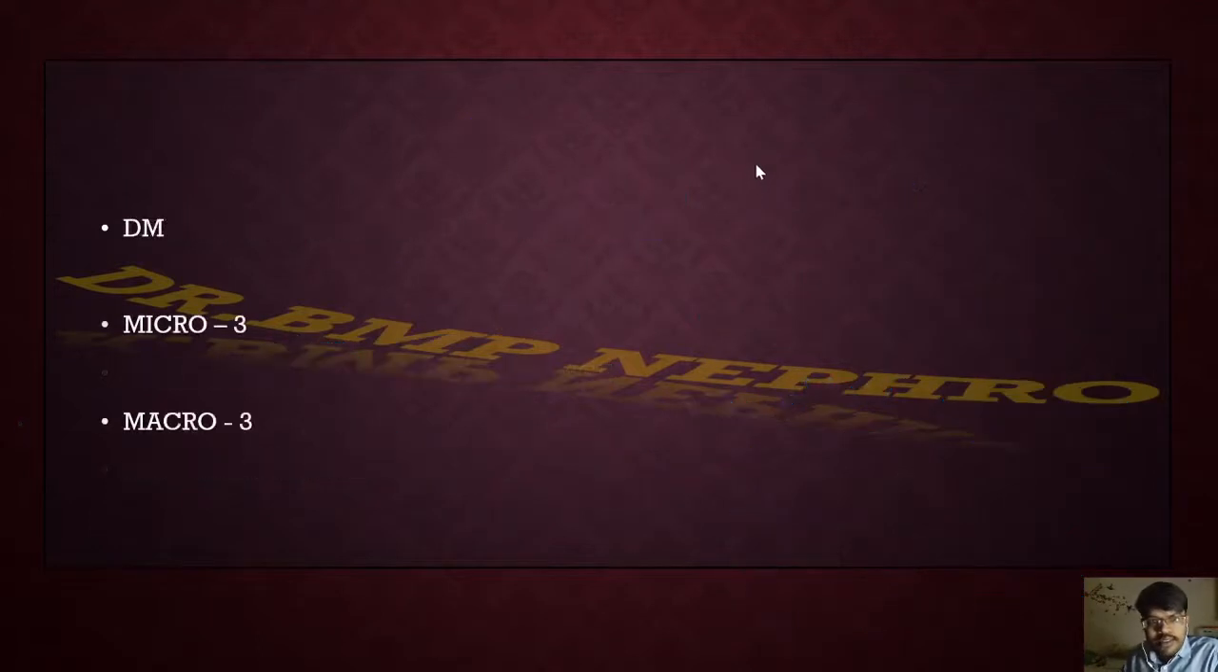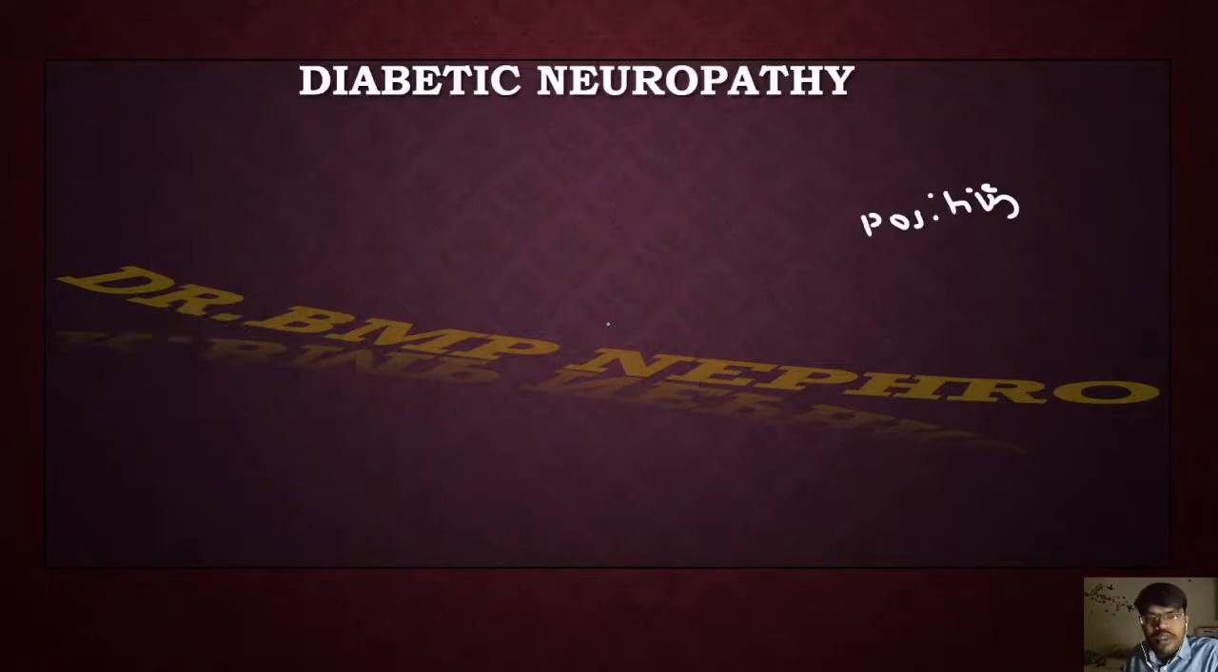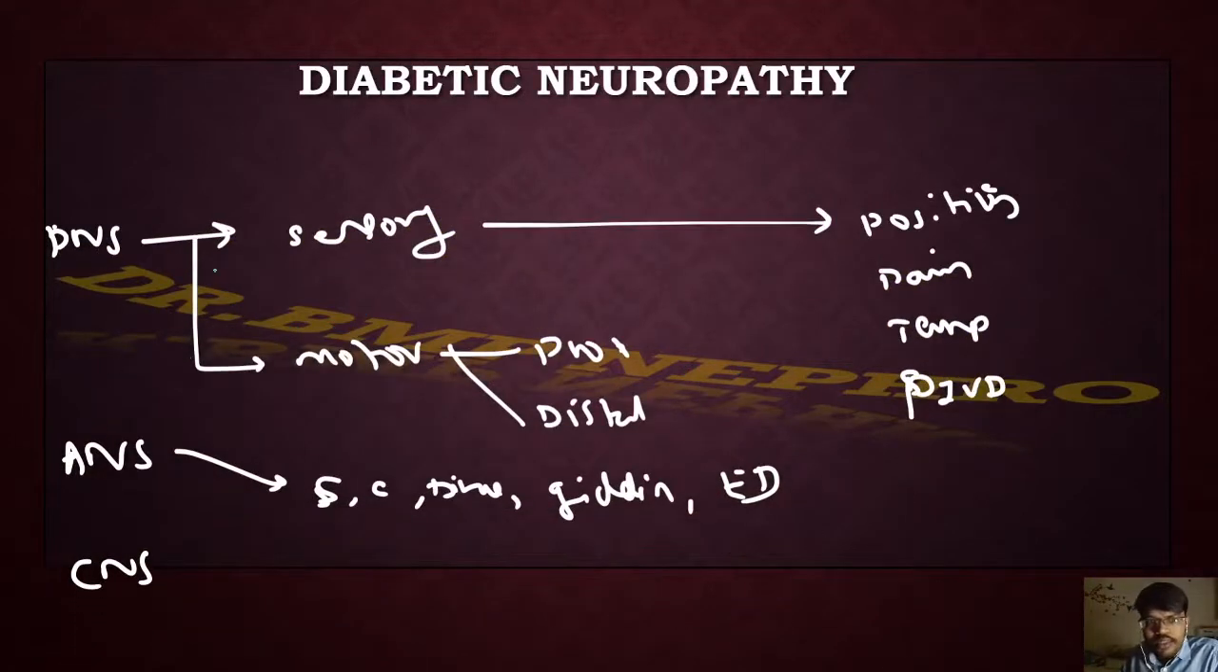And the other history you should not miss with respect to the diabetes is that you have to focus on the 3 microvascular complications and 3 macrovascular complications. The microvascular complications are diabetic retinopathy, diabetic nephropathy, diabetic neuropathy. Diabetic nephropathy, the initial kidney complaints I have mentioned. In the macrovascular complications, with respect to coronary artery disease, peripheral vascular disease, and CVA, any central nervous involvement. So with respect to diabetic neuropathy, we have to ask history related to the peripheral nervous system.